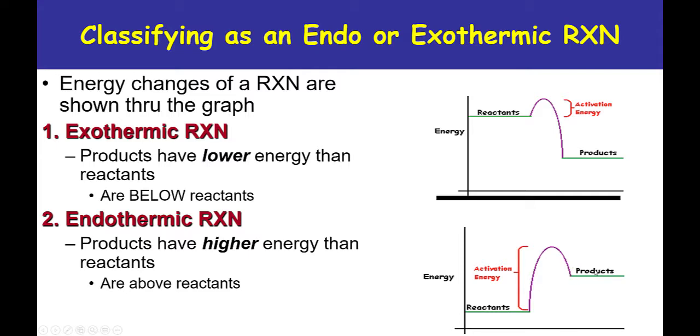So the key to telling endo from exo is looking at the position of reactants versus products. If the products are lower, that means we lost energy and energy was released: exothermic. If we have products with more energy than the reactants, it means energy was absorbed, and it's endothermic.